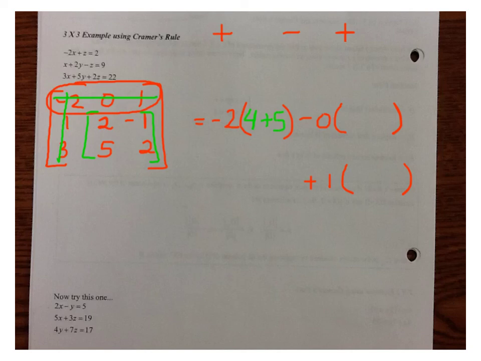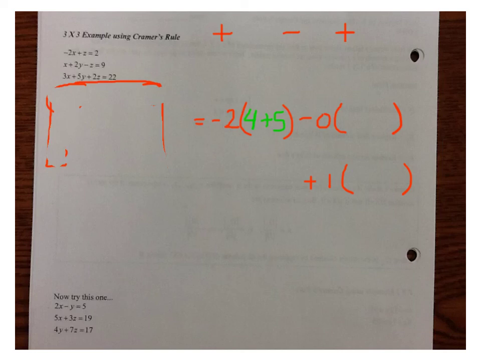Now let's see how well this little eraser tool works. If I can just get rid of my green. Nope. Okay, hang on a second. I'm going to rewrite this whole first matrix now. I thought I could just do the green. All right, let's do that all over again. So the first matrix: negative 2, 0, 1, 1, 2, negative 1, 3, 5, 2.